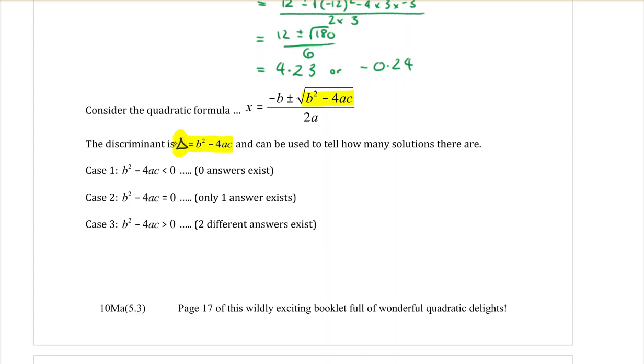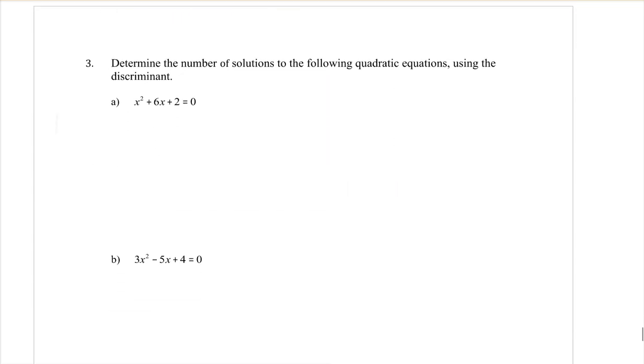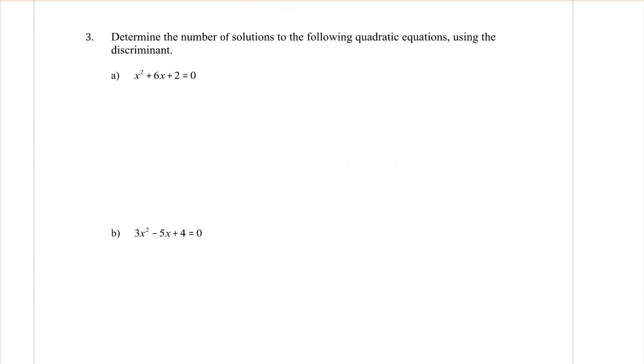If you get a number that is greater than 0, that's the type that we're used to. That means that we're going to have the plus or minus in there of a number, and we're going to get our normal 2 solutions. Okay, so the last thing we have to practice is on the next page. It says, determine the number of solutions to the following quadratic equations using the discriminant. I'm not actually asking you to solve them. We just want to use the discriminant so we can practice finding how many solutions it would have.